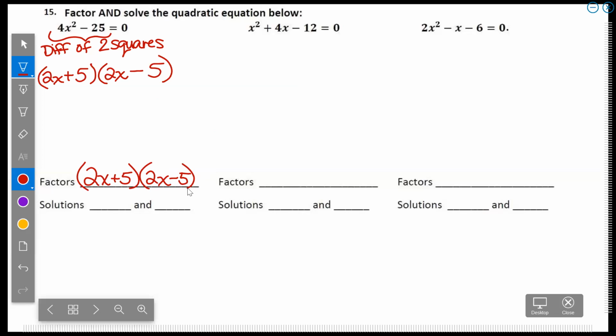How do I find the solutions now? What are synonyms for solutions again? Roots, x-intercepts, solutions, zeros. What do I want to do with my factors? Set them equal to 0.